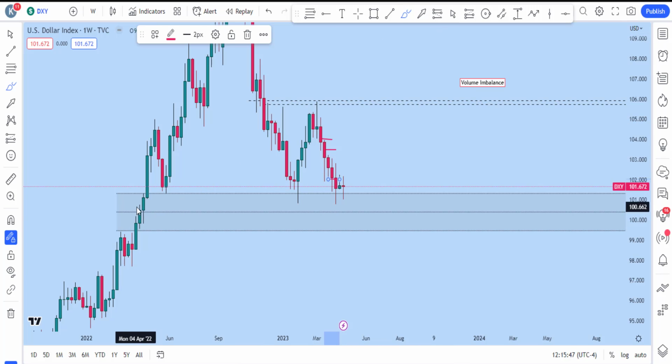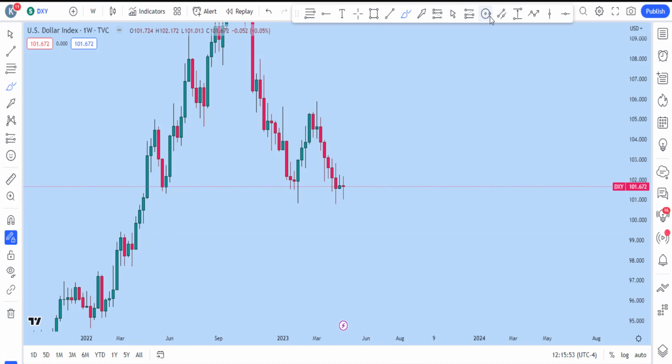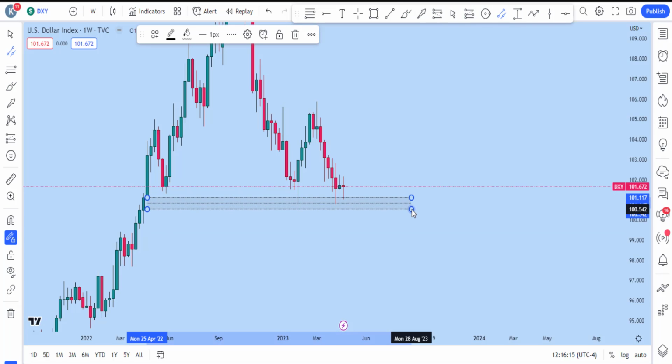At this area, we've seen this fair value gap. Let me show you that fair value gap. If I delete everything right here and have a very clear chart, this particular fair value gap is what I'm more interested in.